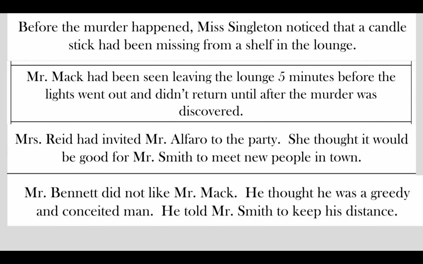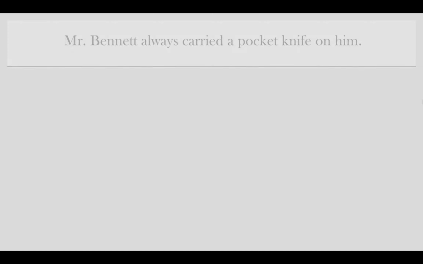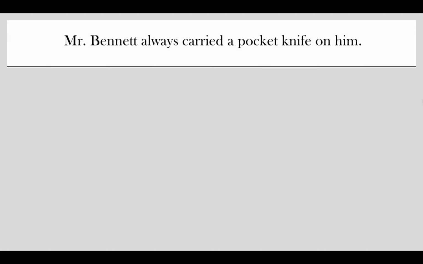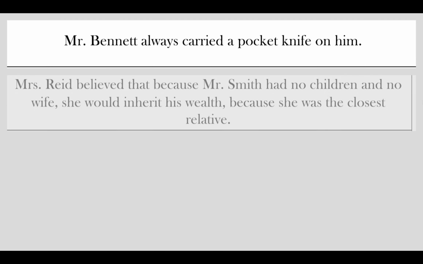Mr. Bennet did not like Mr. Mack. He thought he was a greedy and conceited man, meaning stuck up and full of himself. He told Mr. Smith to keep a distance. So he was looking out for his friend Mr. Smith. Mr. Bennet did not like Mr. Mack once again. Mr. Bennet always carried a pocket knife on him. Why would he need to carry a pocket knife?